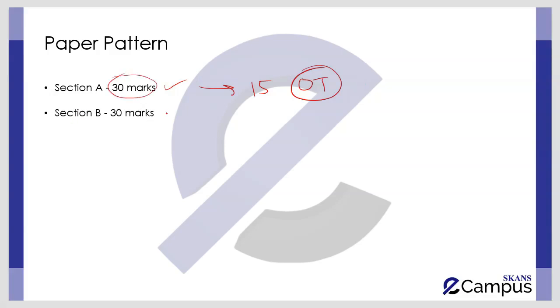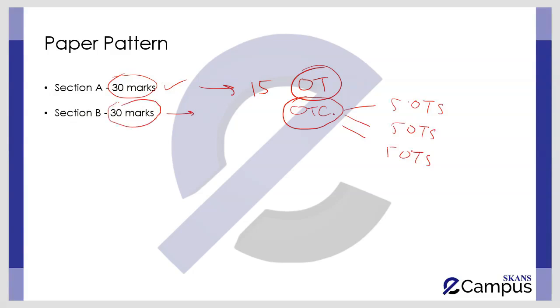Then there is section B. Section B comprises 3 scenarios. They're called objective test case questions, so OTCs. Now section B has 3 scenarios. Each scenario has 5 objective test questions attached to it. So it is also a 30-mark area. So one scenario of OTC with 5 OTs, second scenario with 5 OTs, and third scenario with 5 OTs. So in total, it also has 15 OTs, but with 3 different scenarios, right?